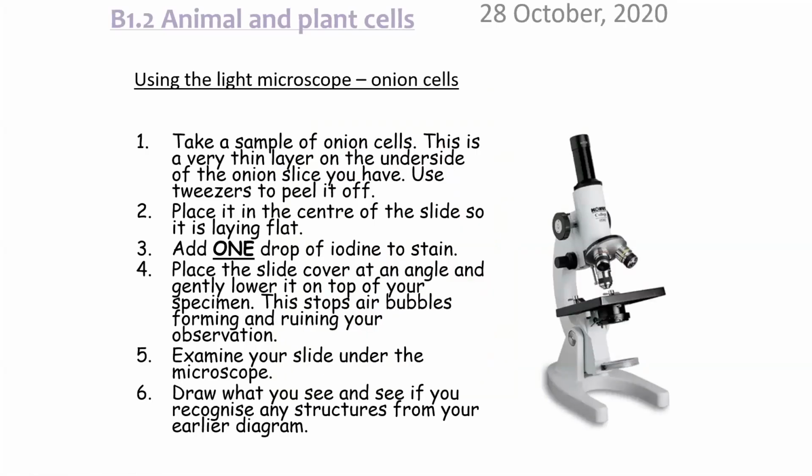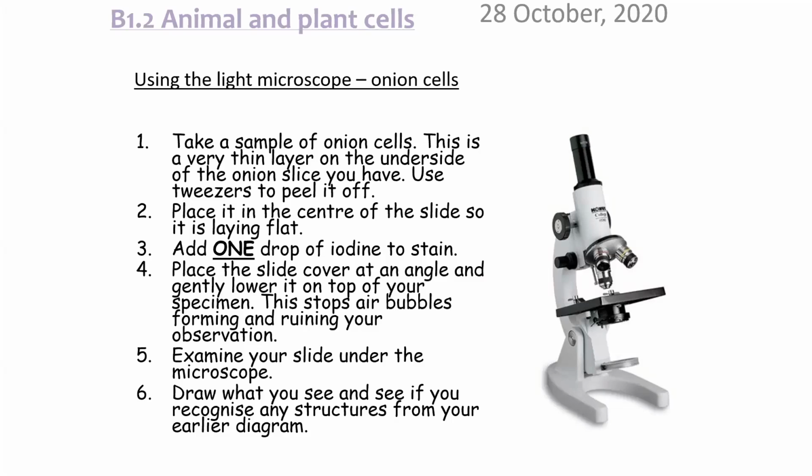Okay, so this is what we do at school. So I'm showing you just quickly. You may do this at school. You may not have done it yet, but you look at onion cells. So onions are part of a plant. They're a bulb actually of a plant. So you may have done this at school.